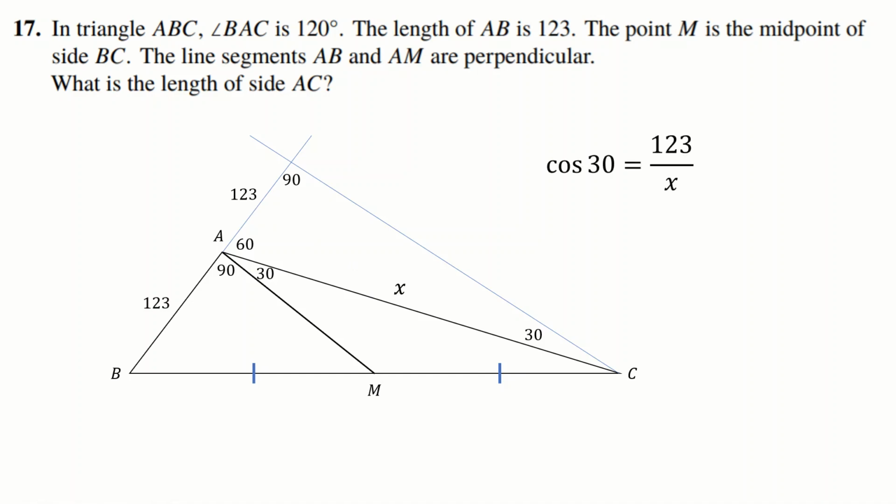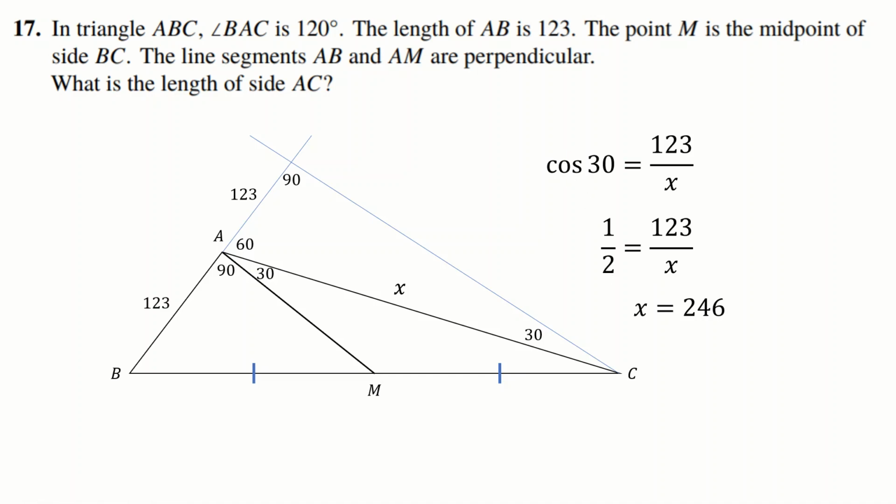Oh my gosh, what have I done? It should be sine of 30, shouldn't it? Sorry, that's my bad. This should say sine of 30, and of course sine of 30 is a half. Sine of 30 should be here because it's opposite over hypotenuse. Sine of 30 is of course a half, and that makes x 246. That was just a mistype on my part. That should be sine. Okay, good.